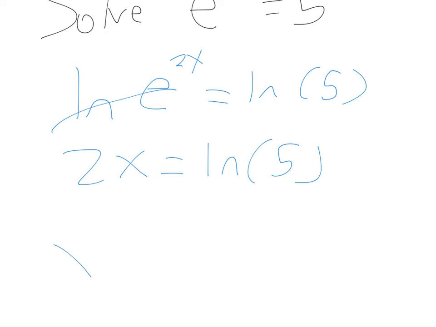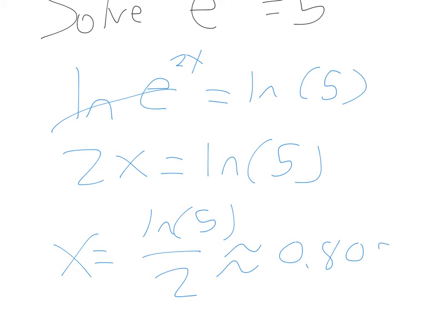Which means if you solve for x, x is equal to natural log of 5 divided by 2, which is approximately 0.805 if you want to do it in your calculator. But this would be your exact answer.